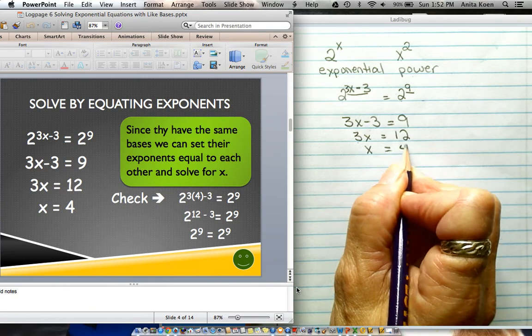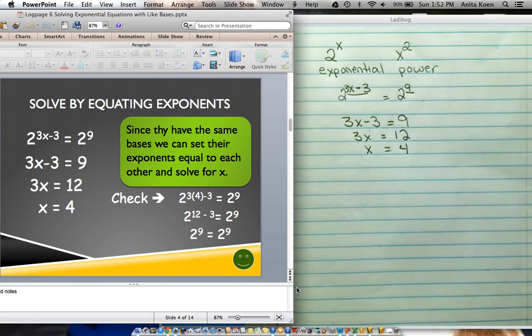So x equals 4. You should always check your answers, and that's what we did right here on the right side of the screen. I took this 4, went back to the original equation, and put it in for x. So 3 times 4 is 12, 12 minus 3 is 9, and 2 to the 9th is equal to 2 to the 9th.